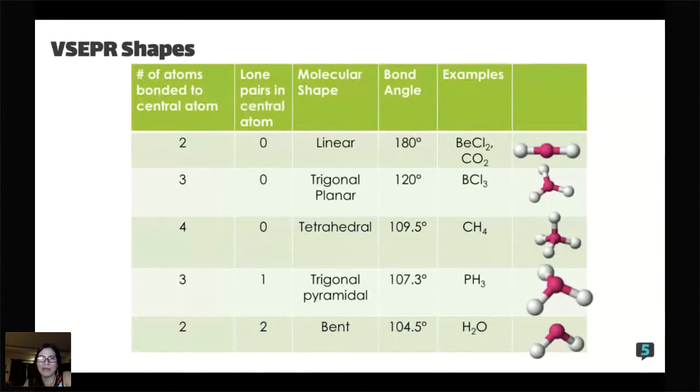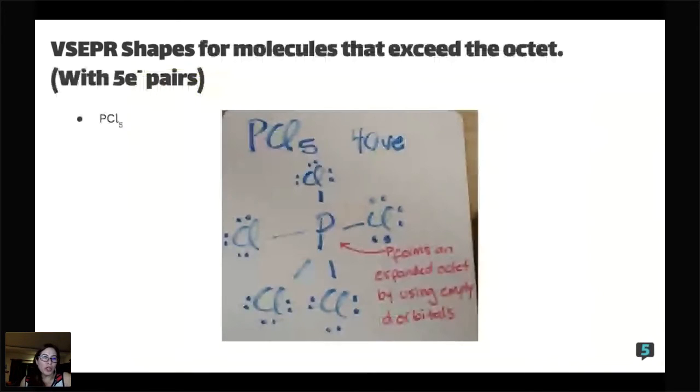Excellent. Good. Let's move on. Okay, let's move on to more shapes. Now, we're going to do some shapes of molecules that exceed the octet. Do we remember which row, starting in which row, we can have atoms exceeding the octet?